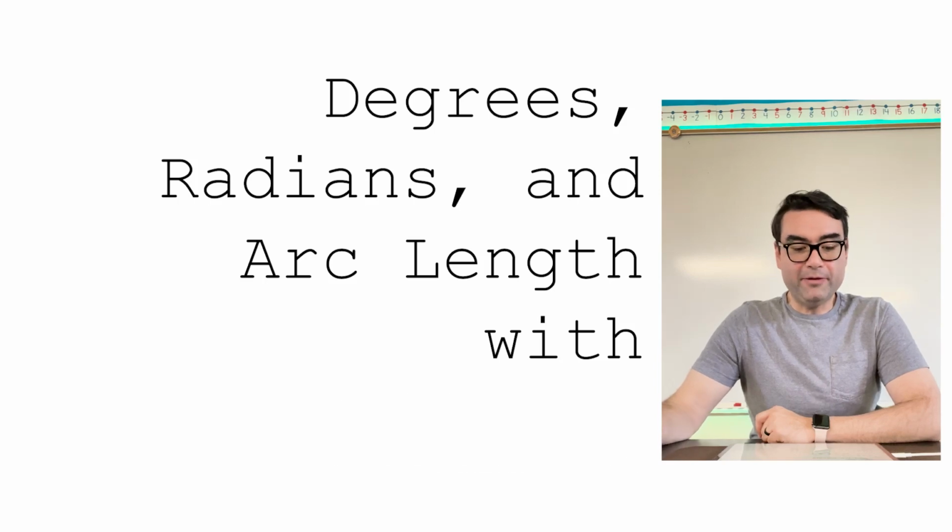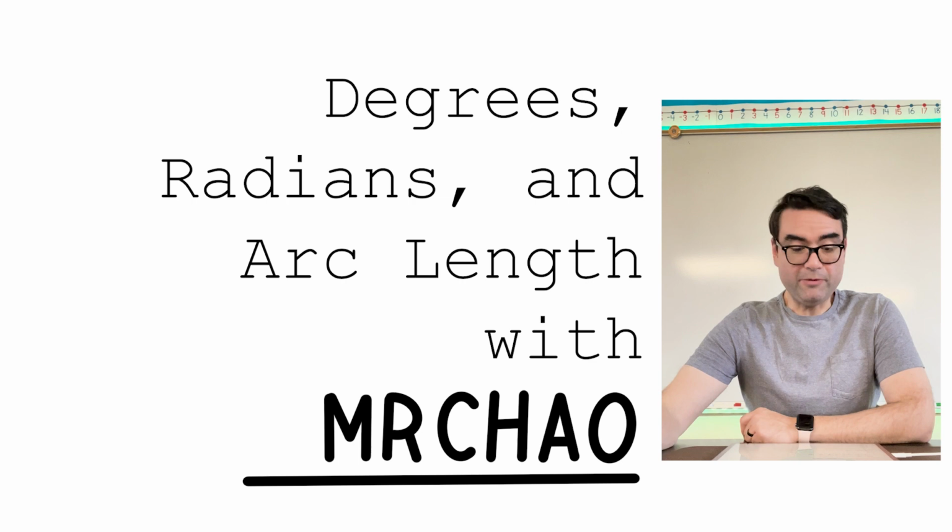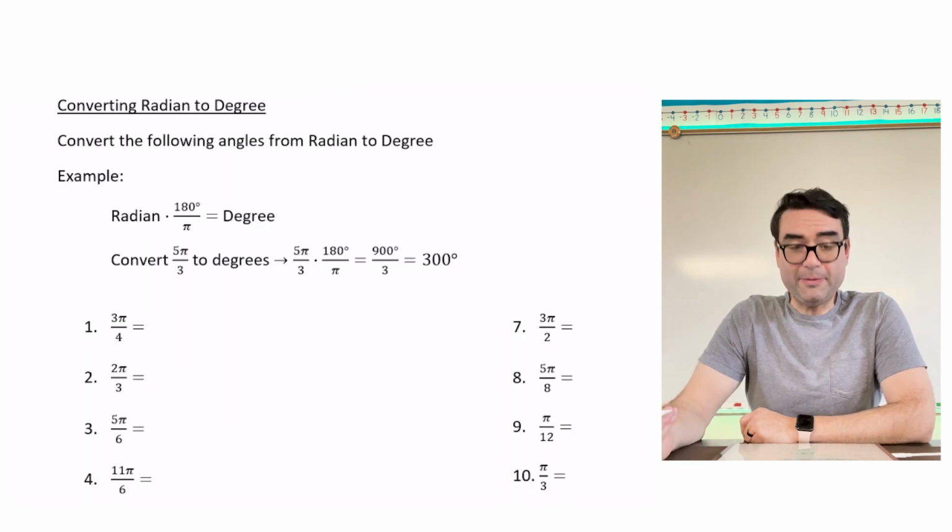Today we're going to talk about radians, degrees, and arc length. First, we'll start with how to convert a radian to a degree. So I have an example here that shows that to convert from radian to degree, you take your radian measure and you multiply by 180 degrees divided by pi, and that will give you the degree measurement.